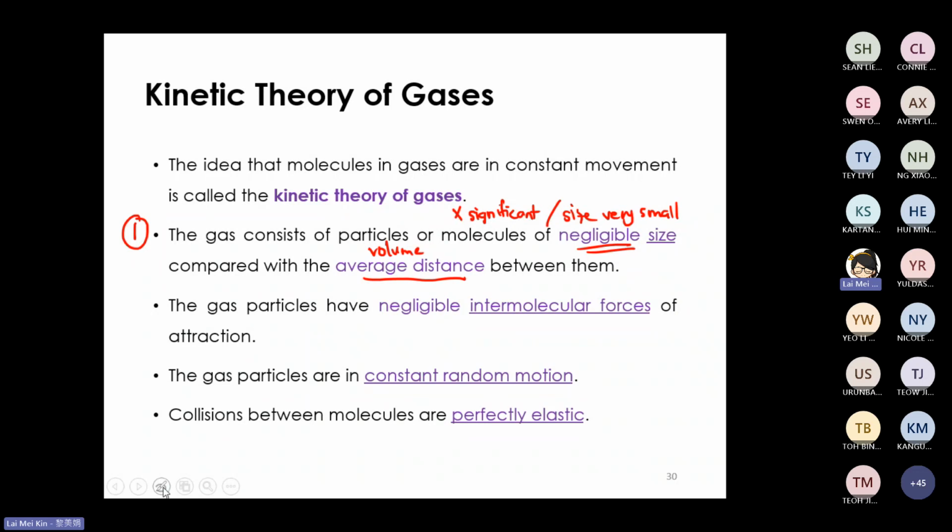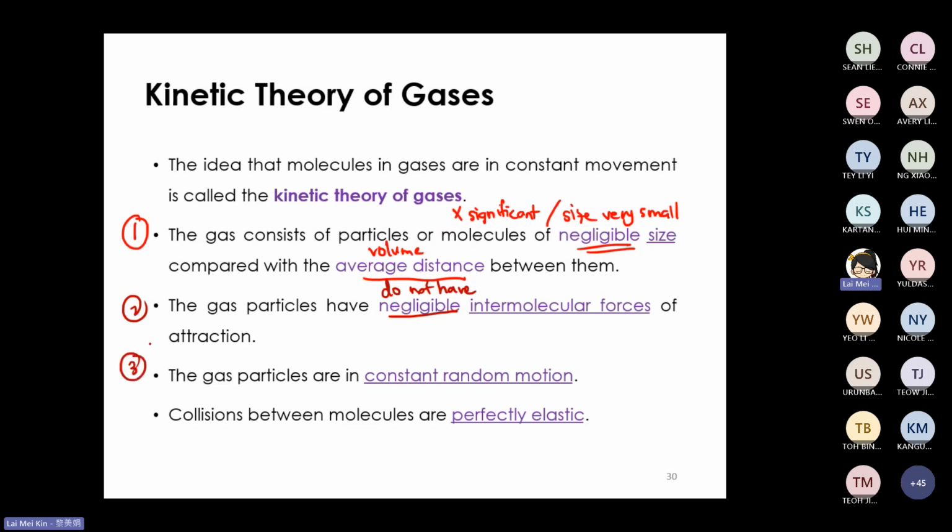I'm trying to simplify the words for you because I understand some words are not commonly used, so you can understand this with your own words instead. So the first thing is the size is very small, not significant, and the volume is very big. Number two, particles do not have intermolecular forces of attraction. Why? Because they're constantly moving. Even when there is a slight interaction, they are about to form a bond, they will have moved, and then the bond is broken.